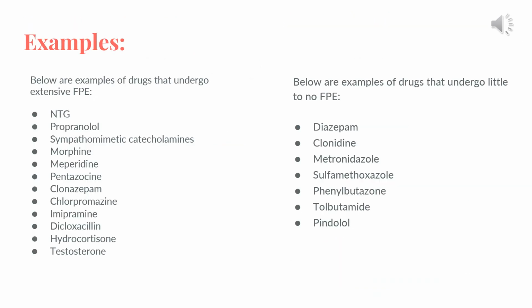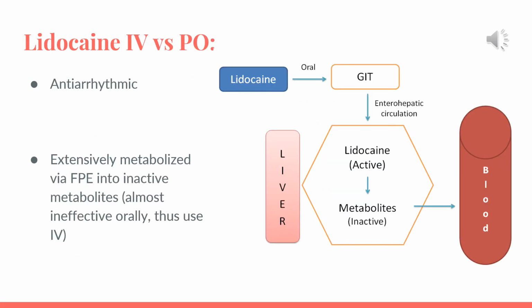Just for your information, here's a list of some drugs which undergo extensive first-pass effects, such as nitroglycerin, propranolol, sympathetic catecholamines, morphine, clonazepam, hydrocortisone, testosterone. You can see that they're from different pharmacological classes which have very different activities. And we also have a list of drugs which undergo little to no first-pass effect, like sulfamethoxazole, metronidazole, tolbutamide, or pindolol. Take the example of lidocaine IV versus PO.